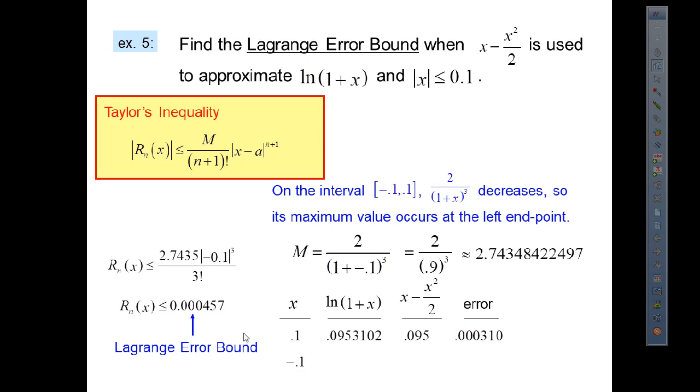At negative 0.1, if we calculate all this, we get an actual natural log of 1 plus negative 0.1 of negative 0.1053605. The Taylor approximation at negative 0.1 is negative 0.105, which gives us an error of the remainder of the decimals, 3605, or rounded to 6 decimal places, 0.000361, which once again is less than the error bound we calculated. So we are guaranteed that our actual error anywhere in the interval from negative 0.1 to 0.1 is going to be less than this calculation right here.